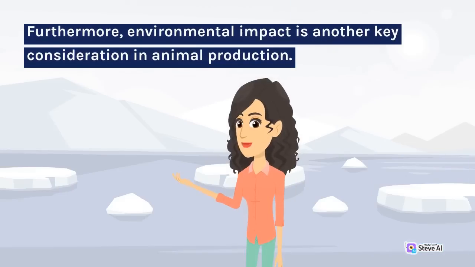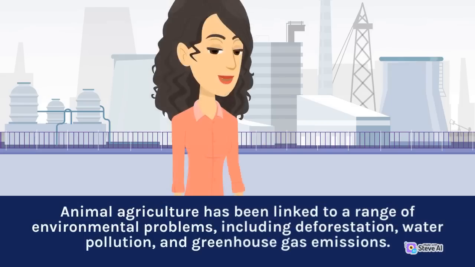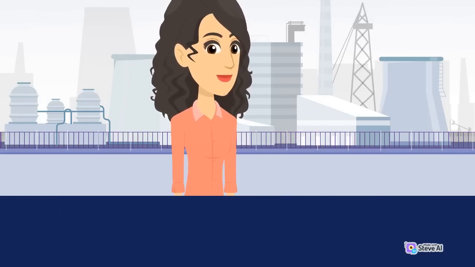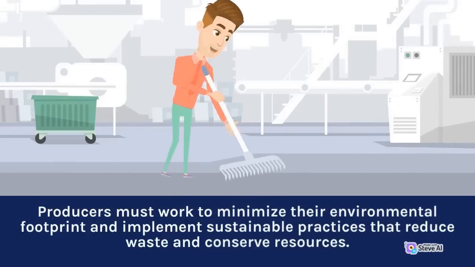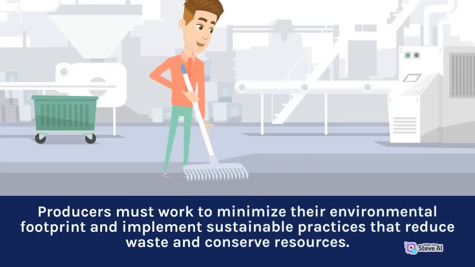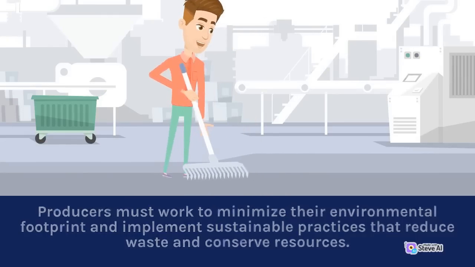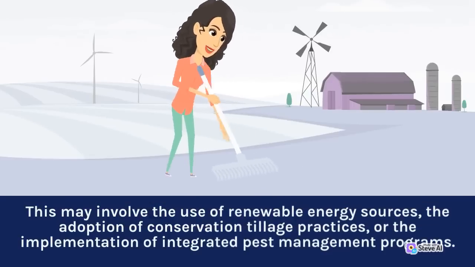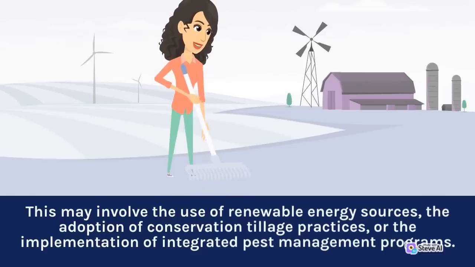Furthermore, environmental impact is another key consideration in animal production. Animal agriculture has been linked to a range of environmental problems, including deforestation, water pollution, and greenhouse gas emissions. Producers must work to minimize their environmental footprint and implement sustainable practices that reduce waste and conserve resources. This may involve the use of renewable energy sources, the adoption of conservation tillage practices, or the implementation of integrated pest management programs.